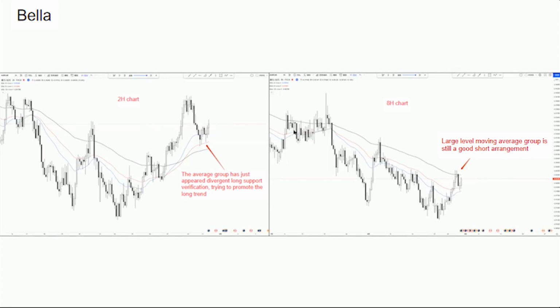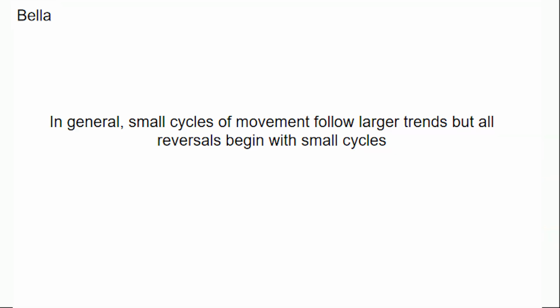It's easy to understand. Small cycles are subject to large trends. I don't need to say much about the second half. All reversals start with small cycles. To continue with the case of the Bitcoin daily trend, if you don't understand it, you can try to see it yourself. You open the daily, 12-hour, 4-hour, 1-hour charts one by one and mark the point at which the trend reverses in the moving average group of each period.